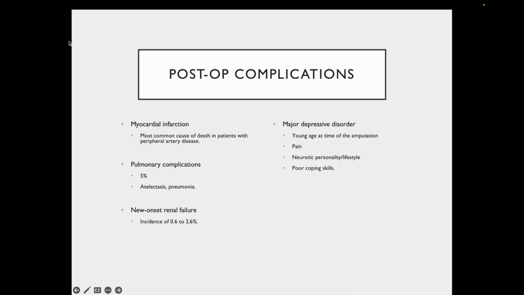Patients are also at risk of a major depressive disorder. This is more common if the patient is younger at the time of the amputation, if there's significant pain, if they have a neurotic personality or lifestyle, or poor coping skills. Some patients also experience PTSD or post-traumatic stress disorder, approximately 20% after amputations for combat or accidental injury, and less than 5% after ischemic-related or non-traumatic amputations.